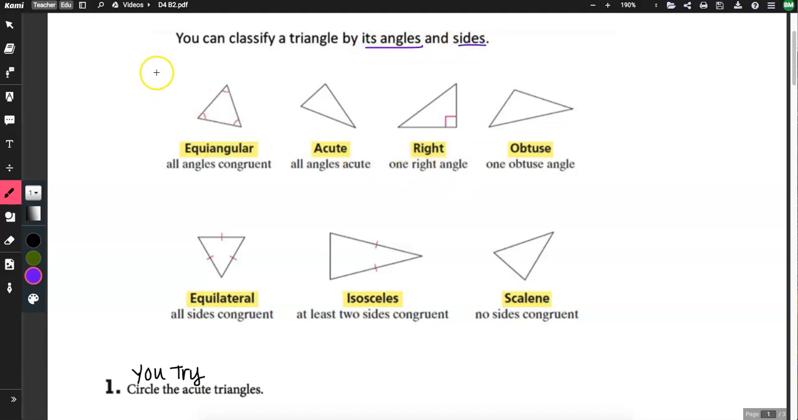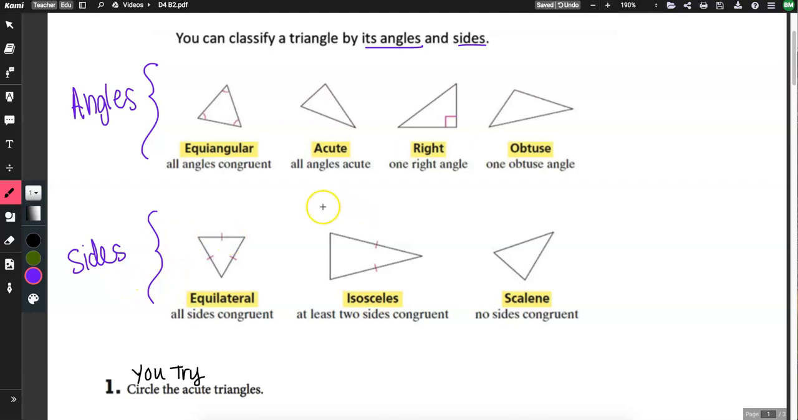So this first group of vocabulary terms, these are all the ways you can classify by angles. Down here, these are the ways we classify by sides, meaning the side length, and how many are congruent to each other. So our first angle classification is equiangular. That means that all the angles are congruent.